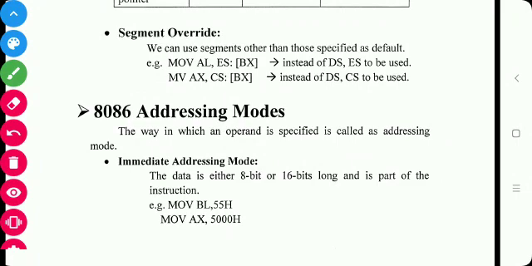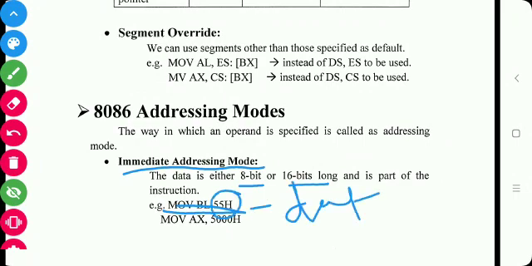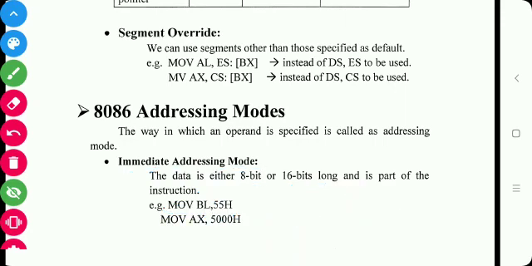The first addressing mode is immediate addressing mode. In this, the data, which is either 8-bit or 16-bit, is specified in the instruction. Okay, so the example is MOV BL, 55H. So what is this 55? It is an immediate data and it is stored into the 8-bit register because the data is 8-bit.